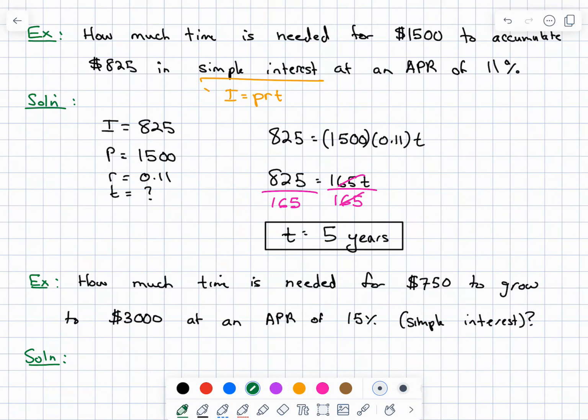The big difference here, very, very similar question, but how you approach it is slightly different. Notice that the first one says you want to accumulate $825 in simple interest. It gives you the interest. This one doesn't. It tells you that the $750 is going to grow to $3,000.